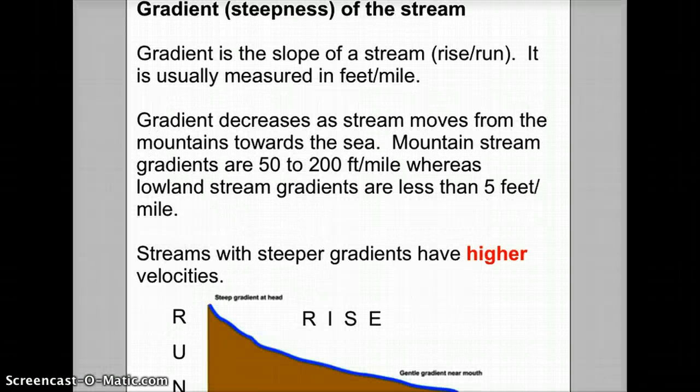Another important vocabulary word is gradient. Gradient is simply the steepness or the slope of a stream. If the slope or steepness is higher, that means the stream is going to have a higher velocity, a higher speed. This makes sense even if we relate it to sled riding. If you want to be faster on your sled, you usually go to a higher hill or a more steep hill. It's the same with streams. When a stream has a high gradient, it's going to have a high velocity.